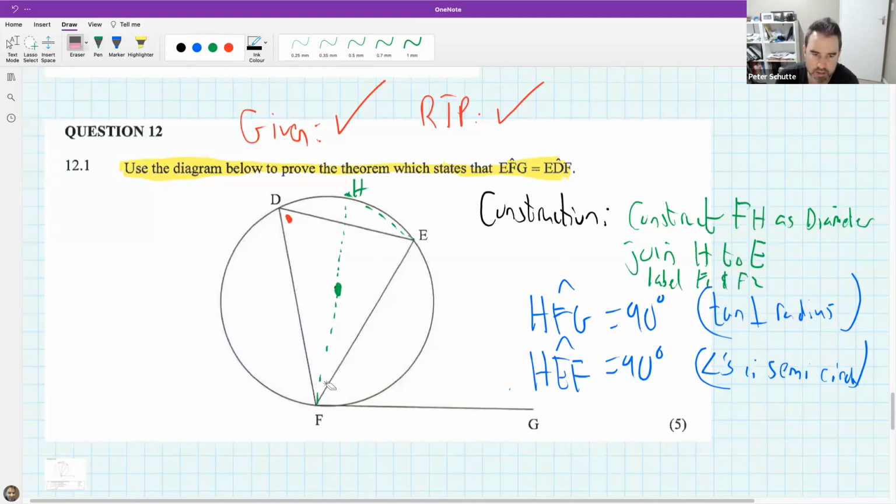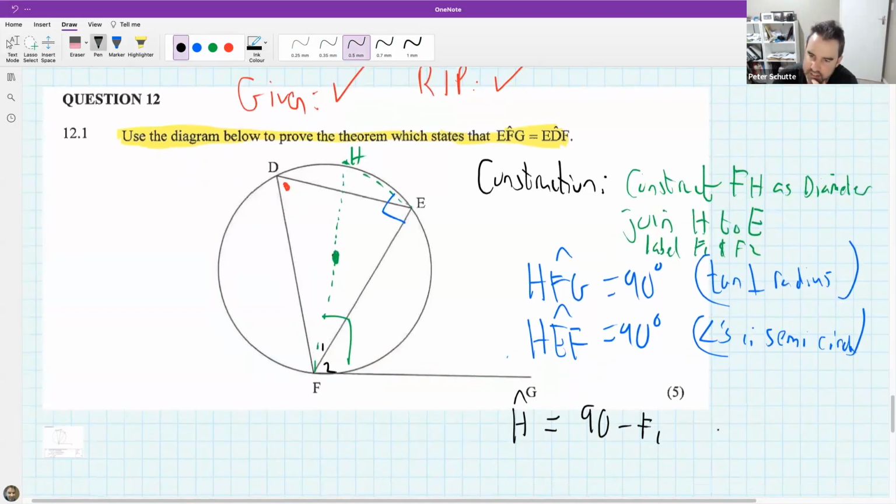Let me make it a bit clearer so everyone can see this. So this will be F1, this will be F2. And I want to say that H is equal to, and let me even put this in so you can see it. So we had this before. H is equal to what? It's going to be equal to 90 minus F1. And that's going to be sum of angles in triangle.